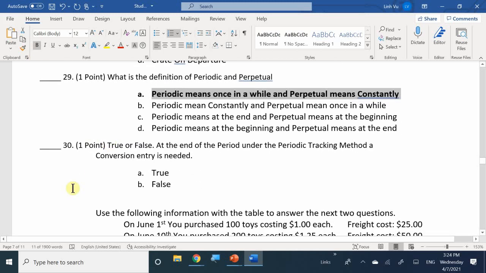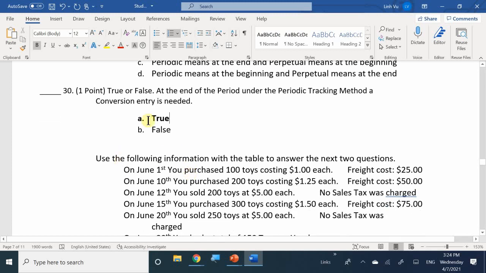Number 30, true or false? At the end of the period, when made on a periodic tracking method, a conversion entry is required. Yes. Remember, when we're dealing with periodic inventory, we recognize the inventory items as an expense, and then at the end of the given period, we must do a conversion entry, which converts the expense into actual inventory. So yes, that is true.